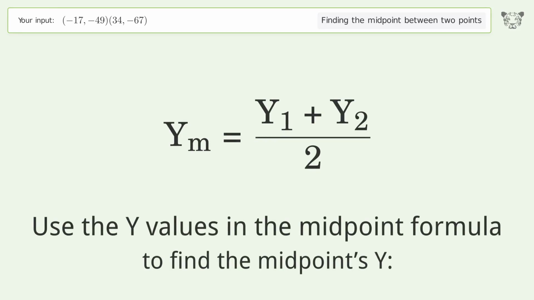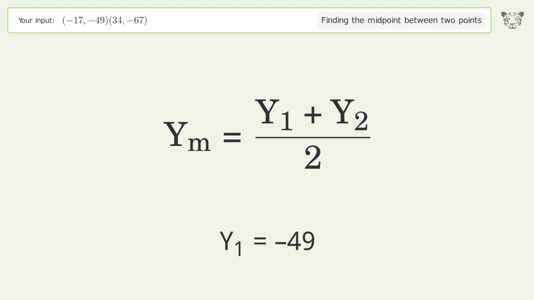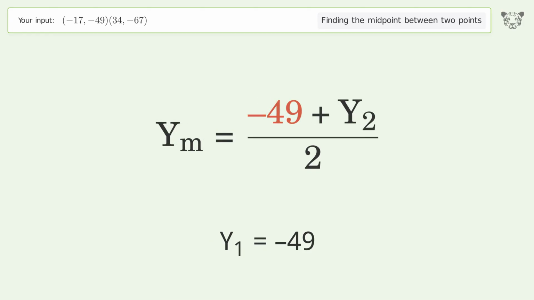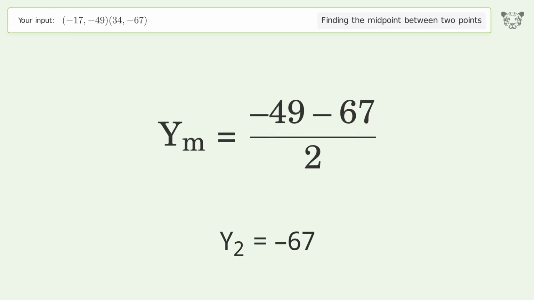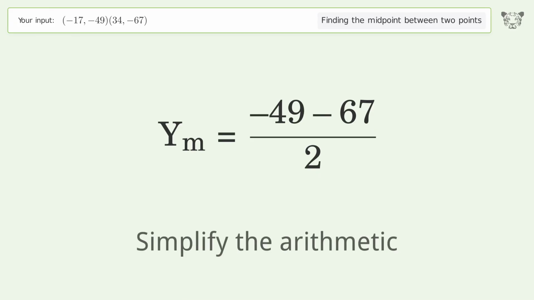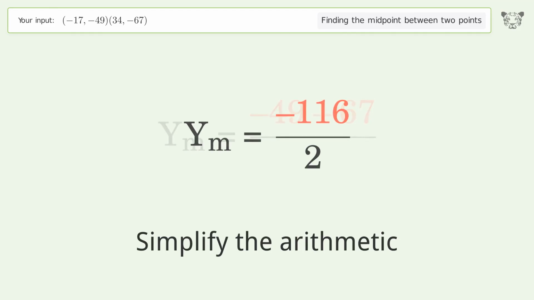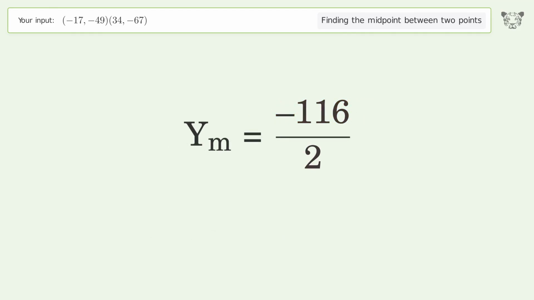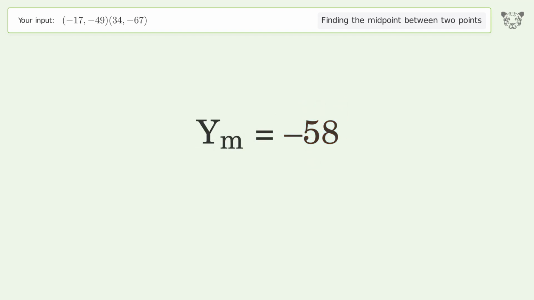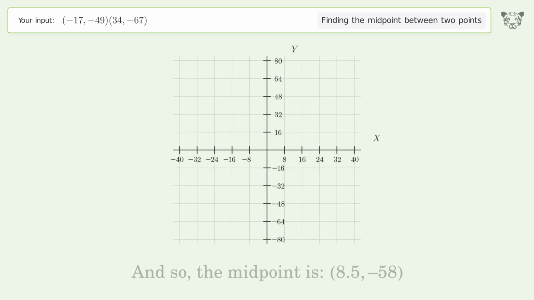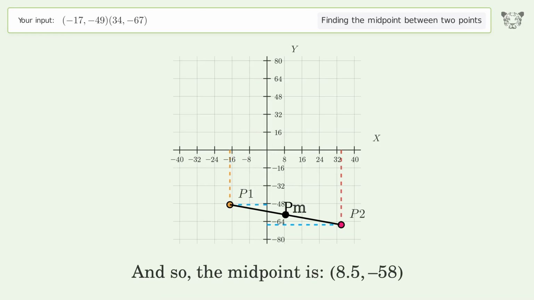Use the y values in the midpoint formula to find the midpoint's y. y1 equals -49. y2 equals -67. Simplify the arithmetic. And so, the midpoint is 8.5, -58.